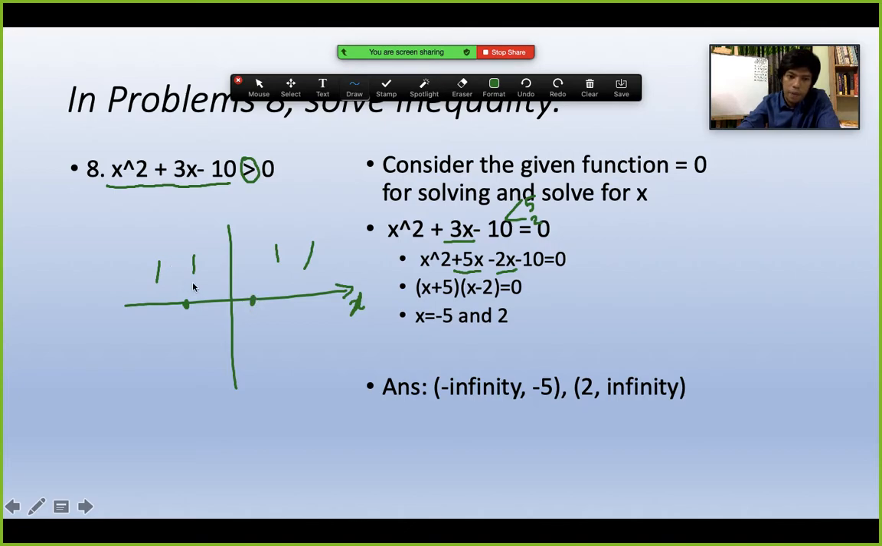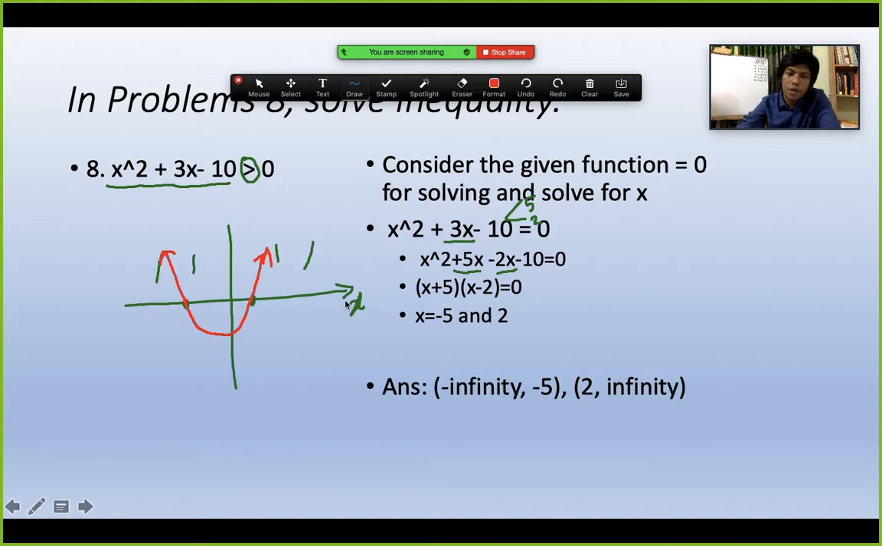So our graph is something like this. Now you can say, sir, how do you know that the graph is something like this? Why not like this? The reason is x squared means the graph will be opening upward. Another reason is our y-intercept is minus 10, so this will be the y-intercept, minus 10. So this is how we know that our graph is this one.